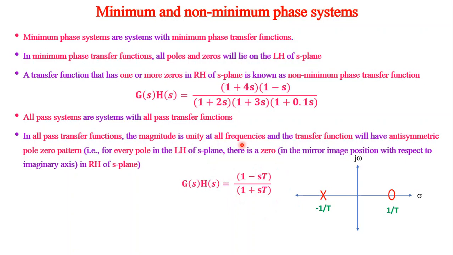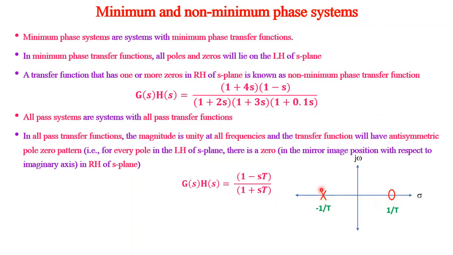So when I say same gain at all frequencies, that means it is acting like an all pass filter. So here for every pole in left half of S plane, there is a zero in right half of S plane. That means there is a mirror image position with respect to the imaginary axis. So imaginary axis acts as a mirror. So if I have a zero in right half of S plane at 1 by T, I have a pole at minus 1 by T. That is what I have written here. So this is corresponding to S is equal to 1 by T, zero. This is corresponding to S is equal to minus 1 by T, pole. So pole and zero, they have anti-symmetric pole zero pattern.